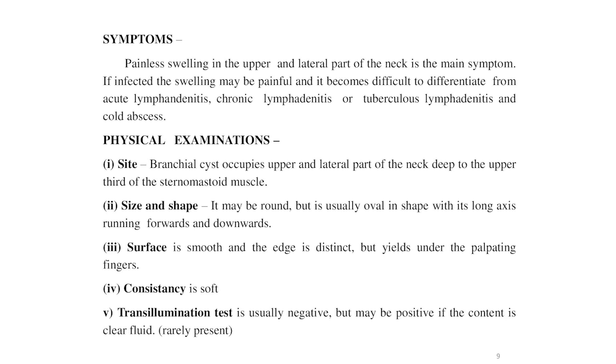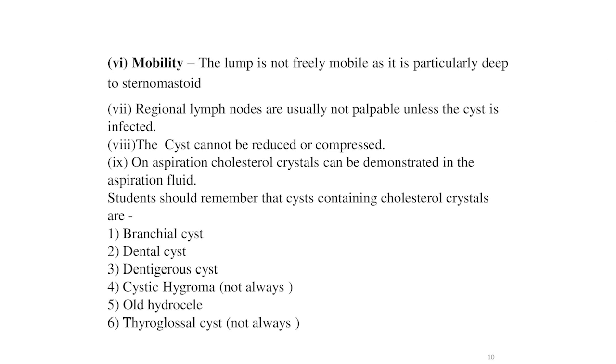Fluctuation test will be positive but is difficult to elicit when the cyst is small and the sternomastoid muscle is thick. Transillumination test is usually negative but may be positive if the content is clear fluid, which is rarely present. Now the mobility: the lump is not freely mobile as it is deep to the sternomastoid. Regional lymph nodes are usually not palpable unless the cyst is infected. The cyst cannot be reduced or compressed. On aspiration, cholesterol crystals can be demonstrated in the aspirated fluid.